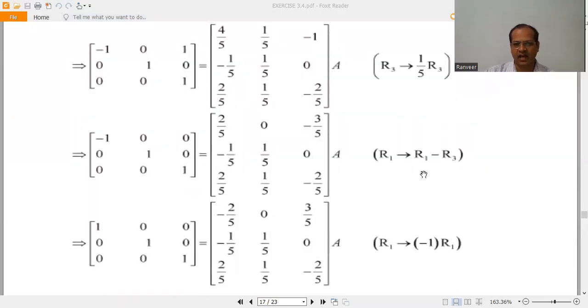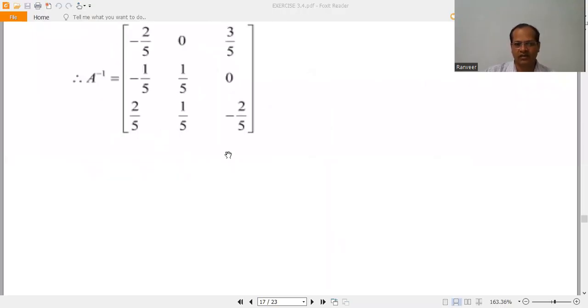This is the inverse. R1 minus R3 we will do, and R1 tending to -1 into R1 we will do. Then this is the negative value. So to remove the negative value, we multiply R1 by negative, minus R1, and this is the inverse of the given matrix. So these are the steps that we have to follow for the inverse of the matrix.